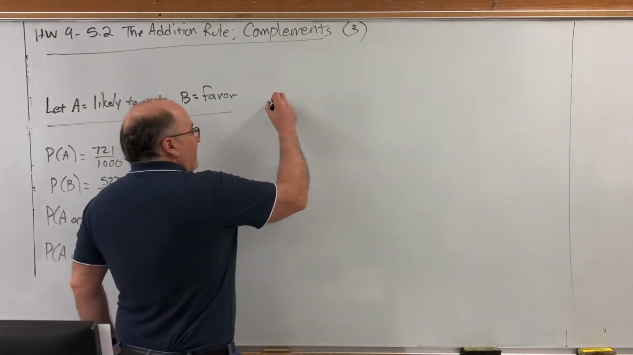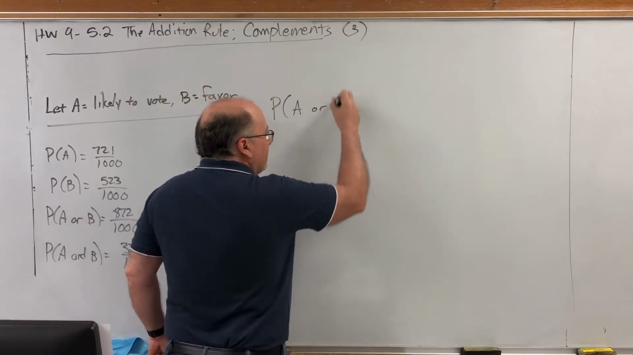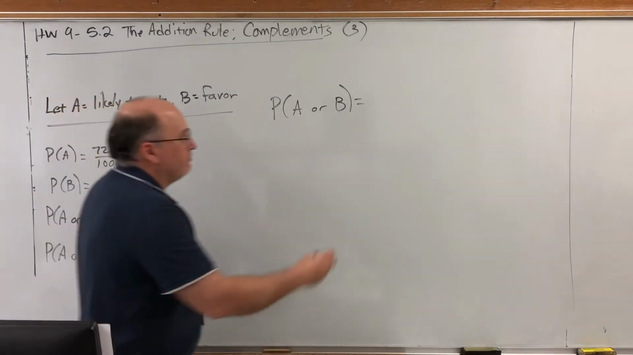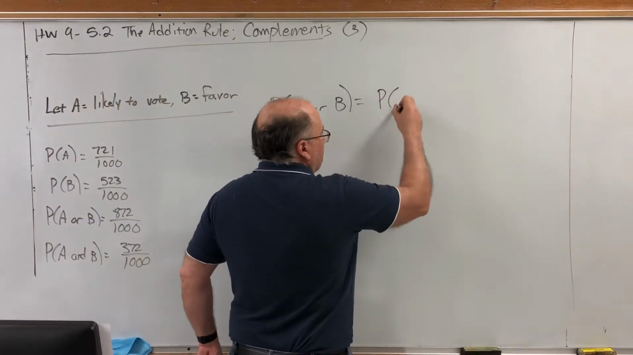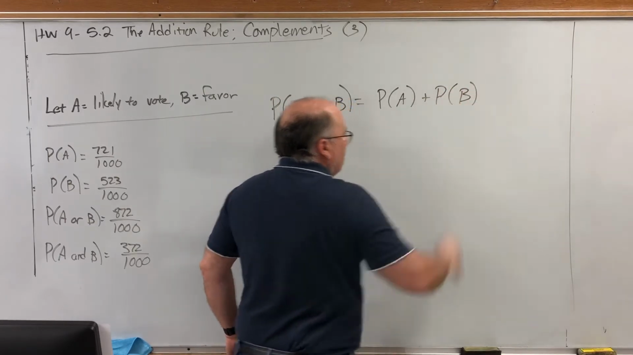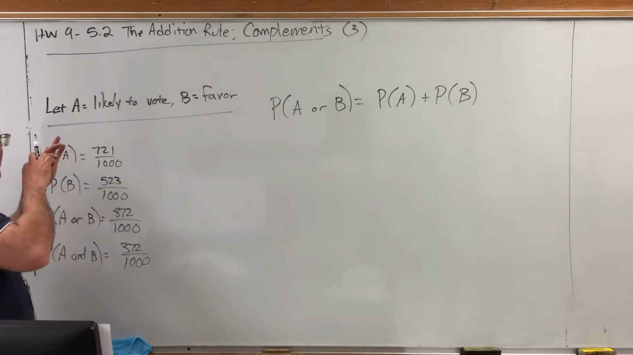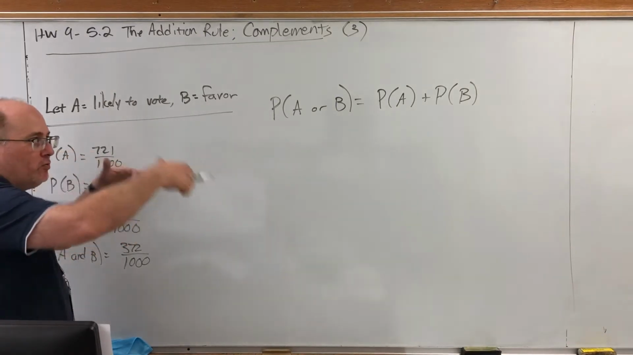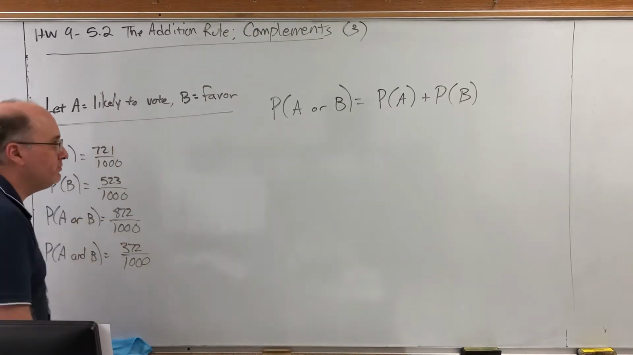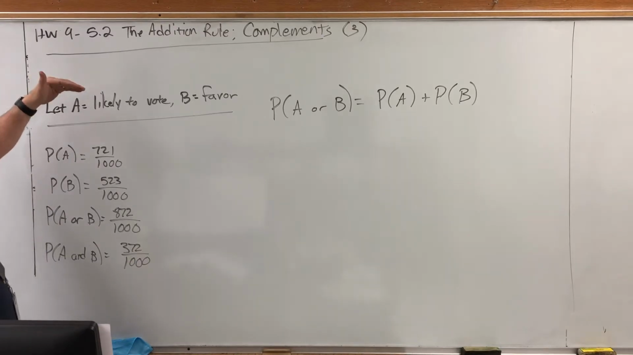So if we wanted to find the probability of A or B, we can't just add their probabilities. Because if we were to just do that, the people that were in the first row would get counted twice when we also counted the people in the first column. So the people in the intersection were counted twice.